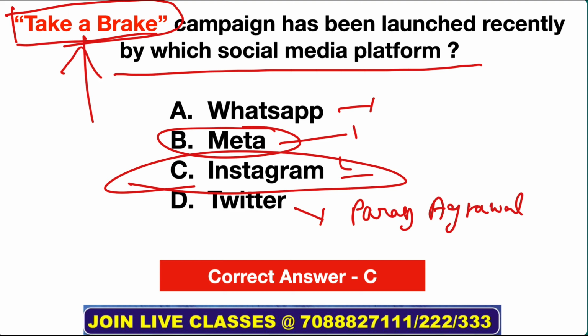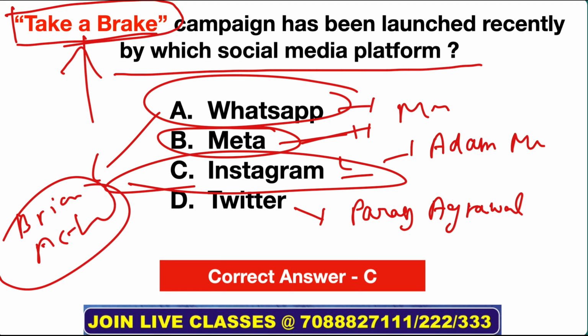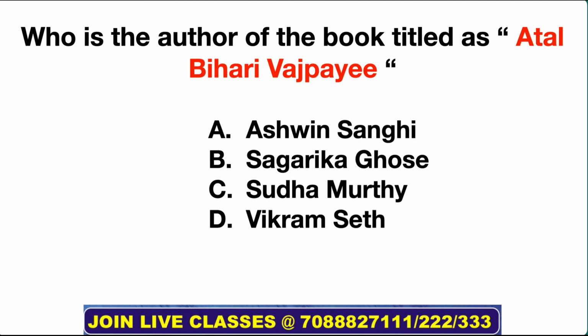And Instagram, Adam Mosseri. And who is the chairman of Meta, that is Facebook? Mark Zuckerberg. And WhatsApp, Brian Acton is the CEO. Next question, who is the author of the book titled as Atal Bihari Vajpayee?